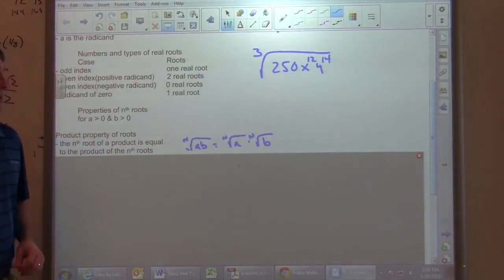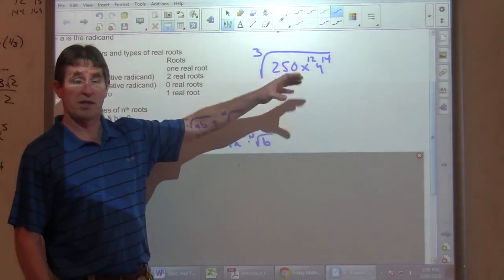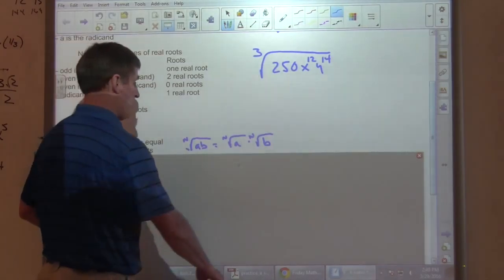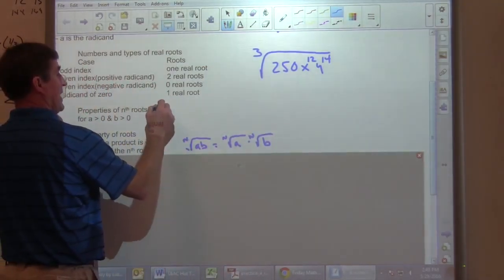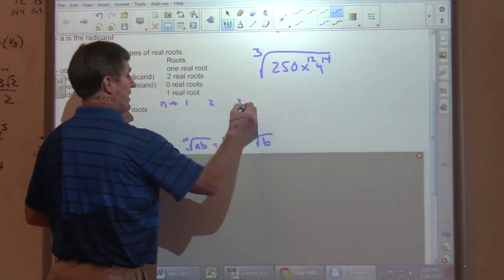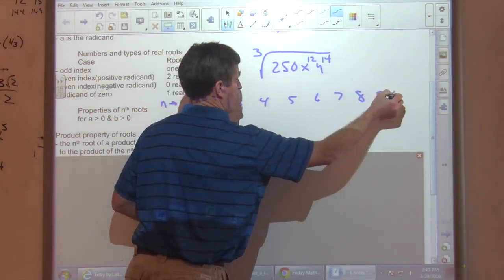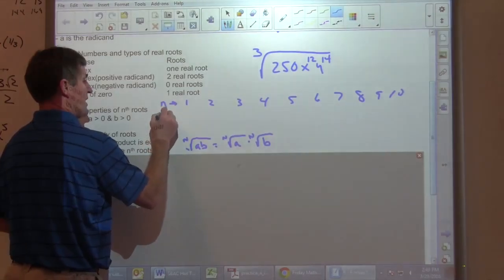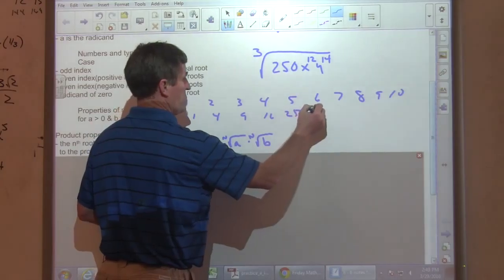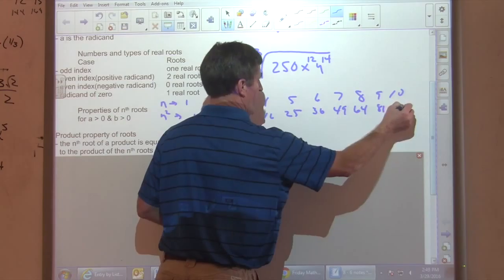All right? So what we have to do is break this up into cube roots. And for some of you, it might be helpful to make a chart. So if I was to make a chart, what I'd want to do is say n is 1, 2, 3, 4, 5, 6, 8, 9, 10, and so on. And so the n squared then would be 1, 4, 9, 16, 25, 36, 49, 64, 81, 100.